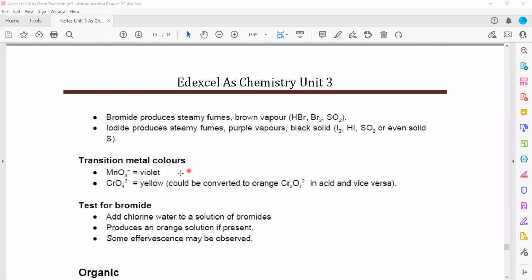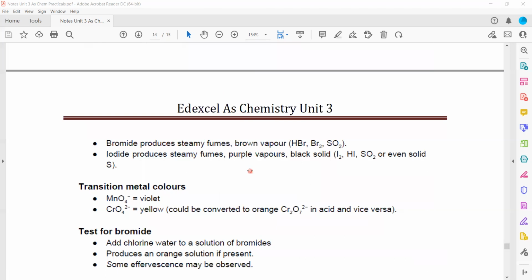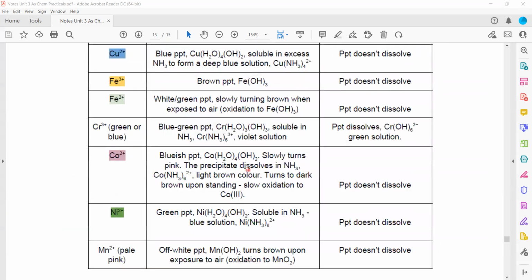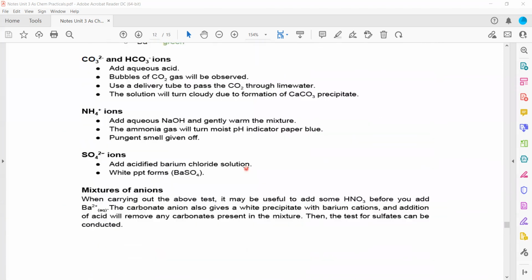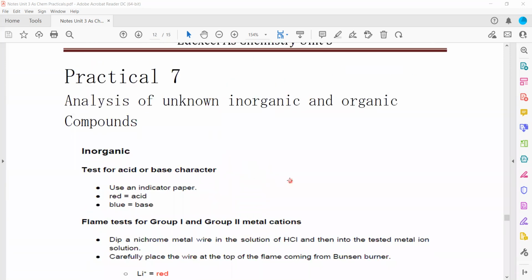Transition metals give colored compounds. For example, manganese is violet or purple, and chromium is orange or yellow. To test for bromide, we can add chlorine. It will produce an orange solution and some effervescence may be observed. So these are all the tests for inorganic chemistry which you have to learn. This is how we identify an unknown inorganic compound.